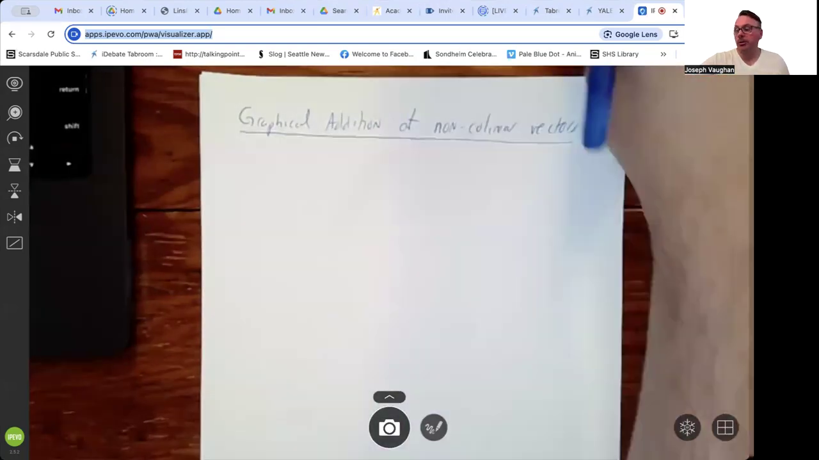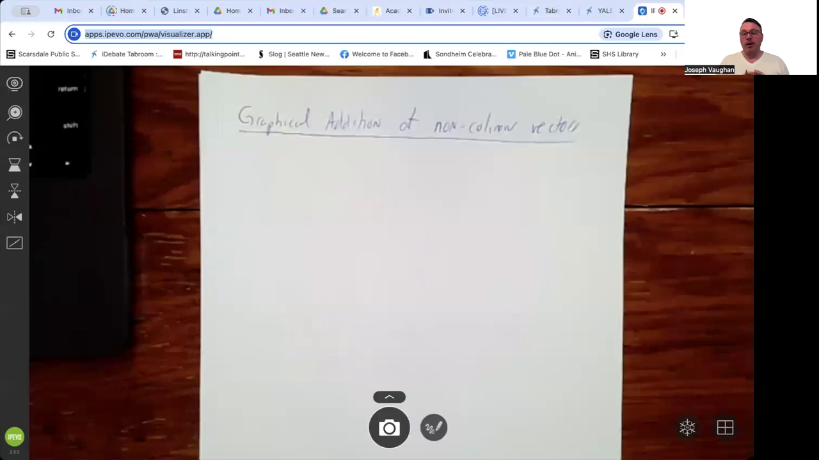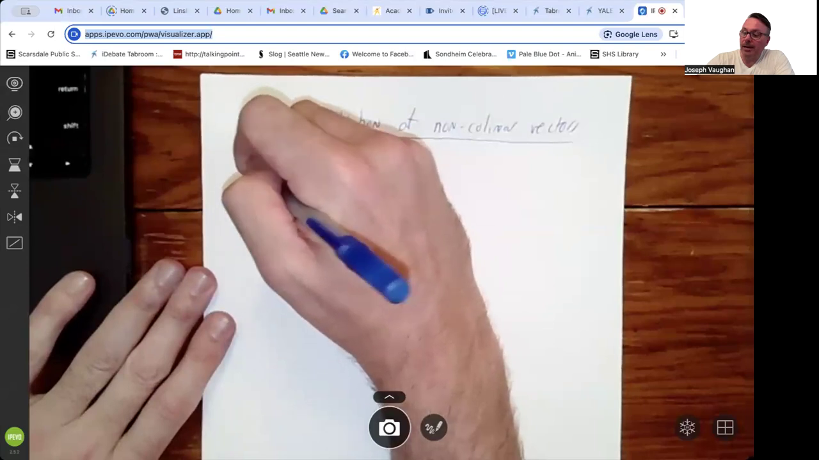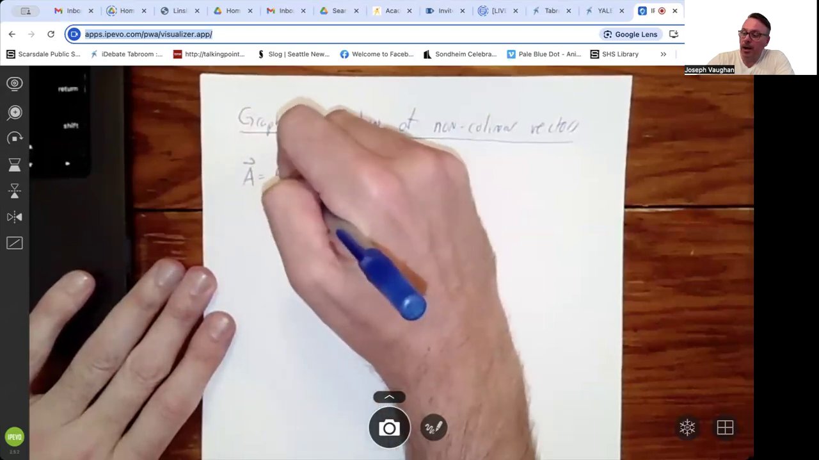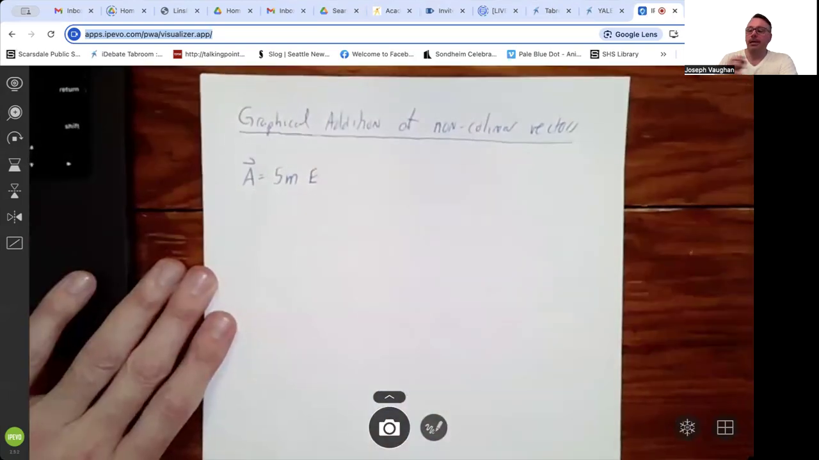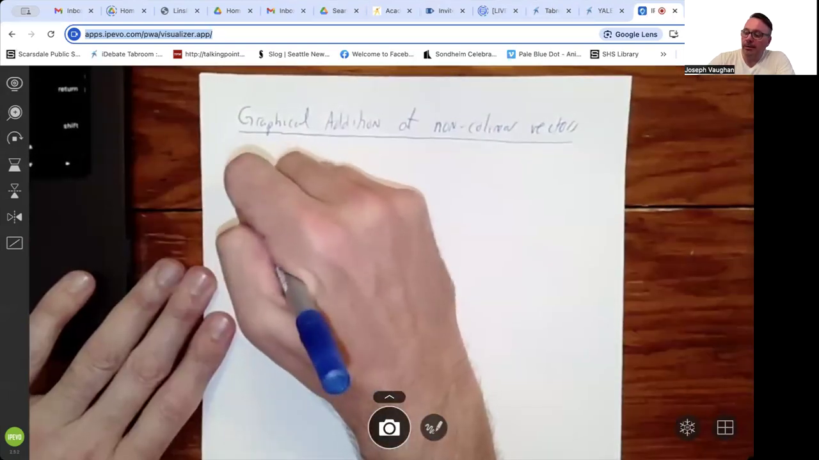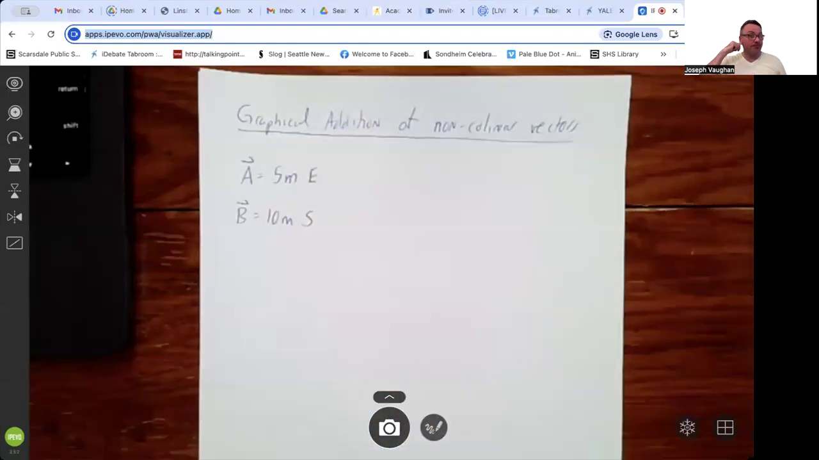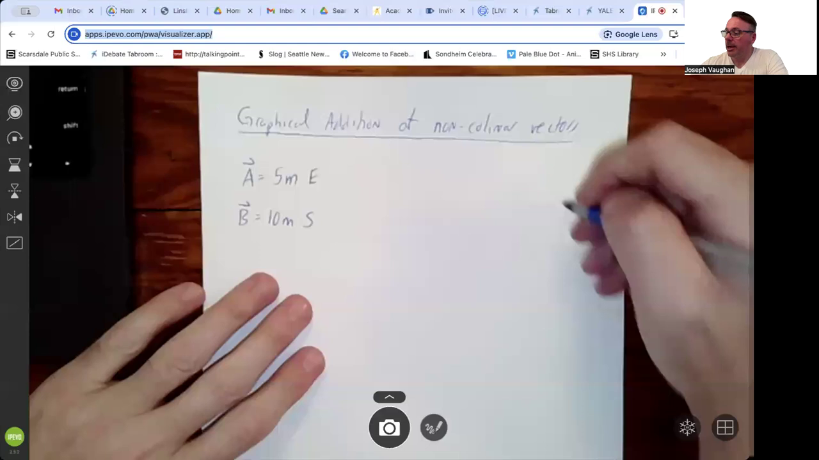So the first thing we're going to do is a nice simple problem for non-collinear vectors, and that is going to be to look at two vectors that are at right angles to each other. So A is 5 meters east, and I'll just use a little slight hand notation there, and B is going to be 10 meters south, okay? So the steps are exactly identical to the ones we've labeled before. If you don't remember what they are, stop the video, think about them. When you come back, here we go.